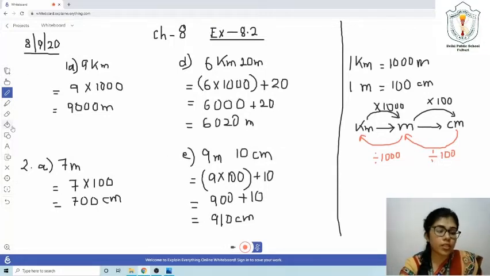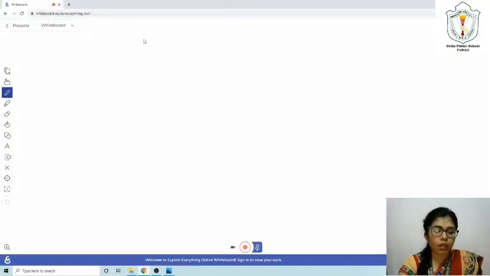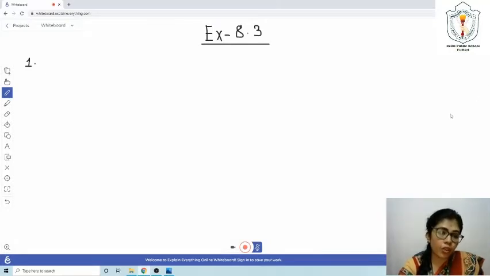Let us see what is there. 8.3. Now children, we'll start with exercise 8.3. You start it on a fresh page. From a new page, please start writing. Number 1: convert the following into kilometers and meters. You remember the conversion cycle which I told you, put that in your mind, and keeping that in mind, we'll move on with the chapter.